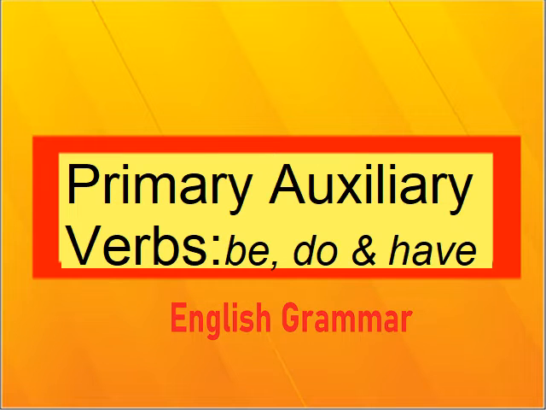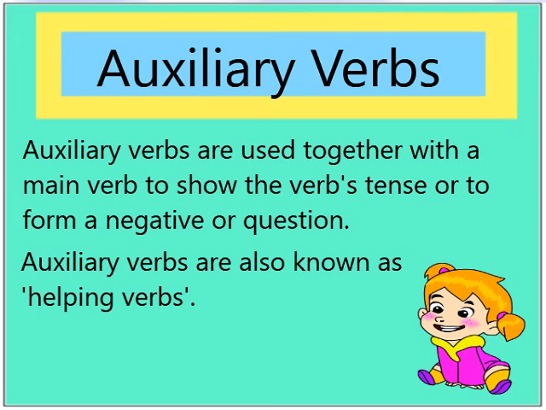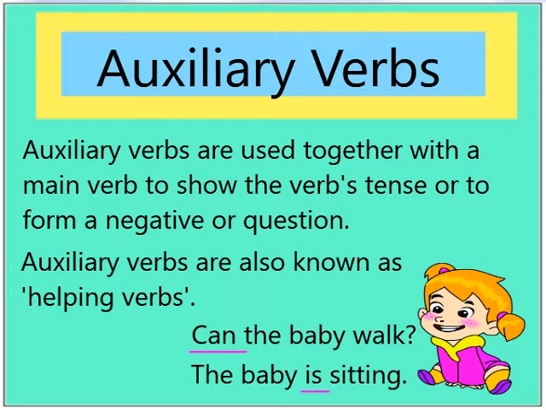Hello friends, we have already learnt what are auxiliary verbs. Let's look at a special type of auxiliary verb, that is primary auxiliary verb. A quick recap of what are auxiliary verbs. Auxiliary verbs are used together with the main verb to show the verb's tense or to form a negative sentence or a question. And remember, auxiliary verbs are also known as helping verbs.